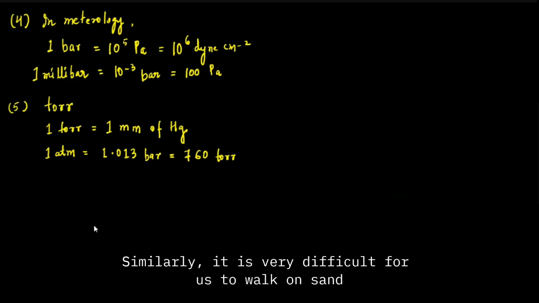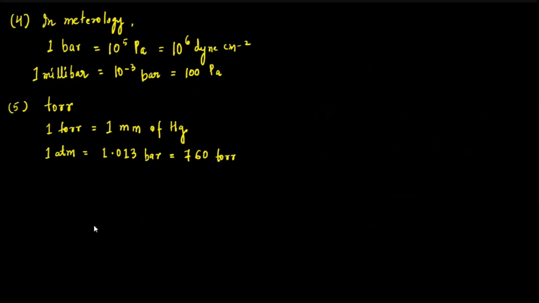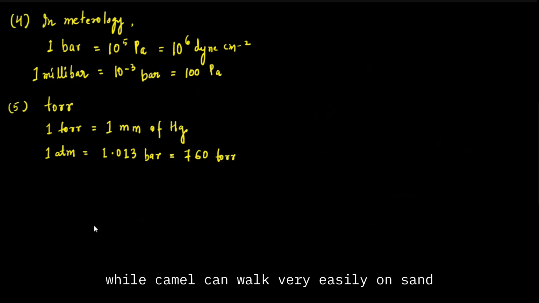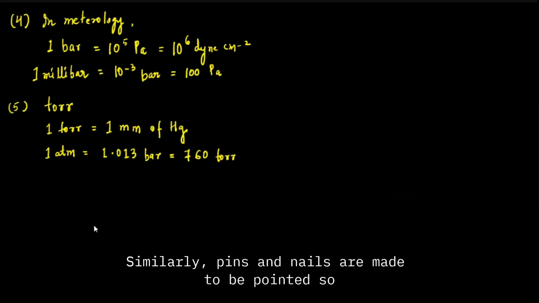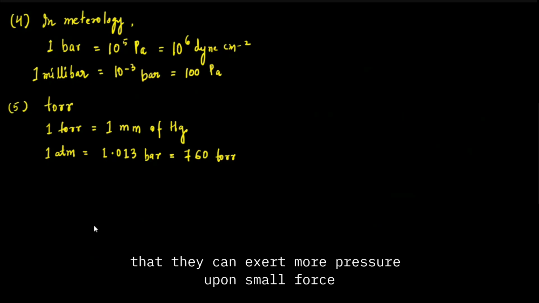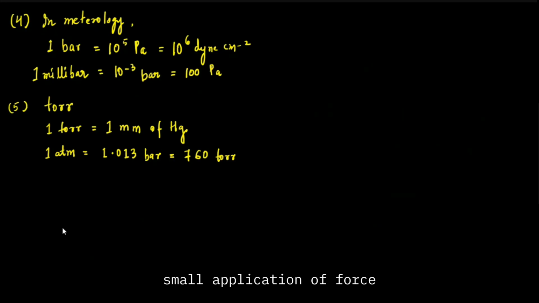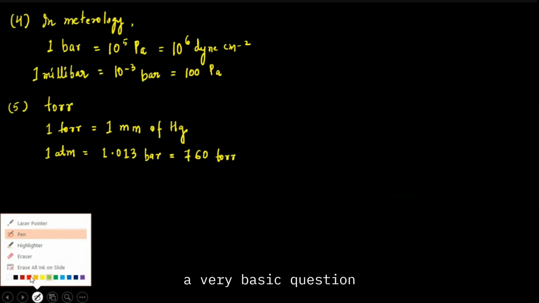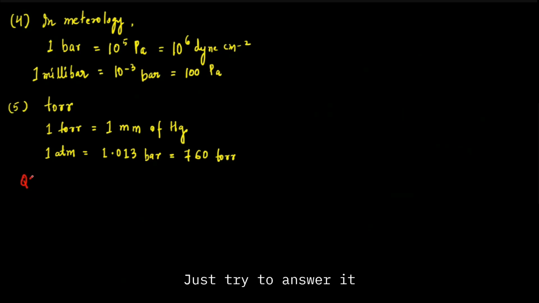Similarly, it is very difficult for us to walk on sand while a camel can walk very easily on sand because of the flat feet they have. Similarly, pins and nails are made pointed so that they can exert more pressure upon a small application of force. Let me give you a very simple, very basic question. Just try to answer it.